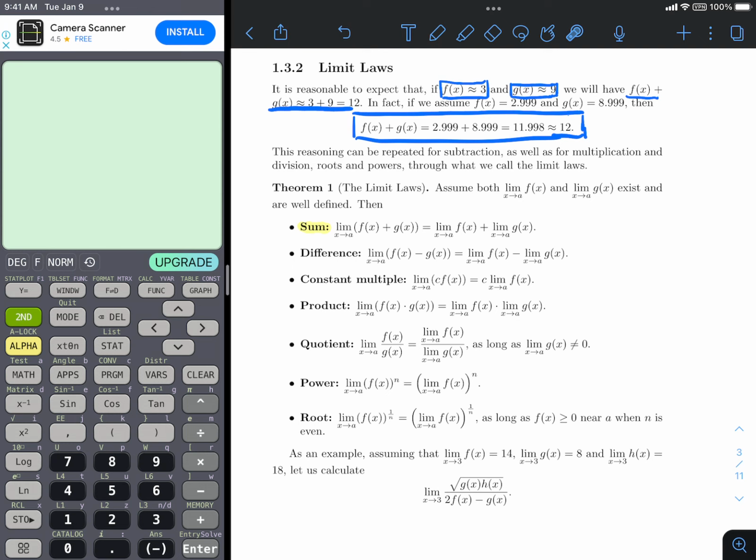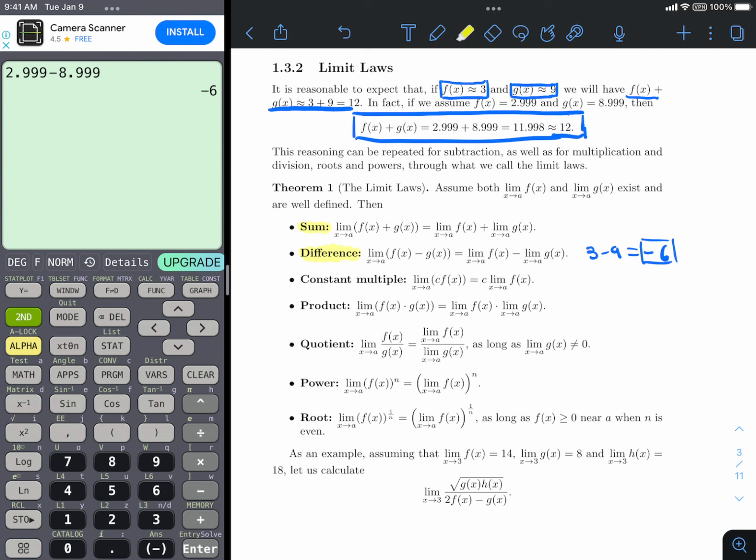And you can do the same with the difference. So if you have the difference law, I have my calculator here to give an example. If I have 2.999 minus 8.999, the 0.999s cancel. That's minus 6, which is the same as 3 minus 9. That's minus 6.